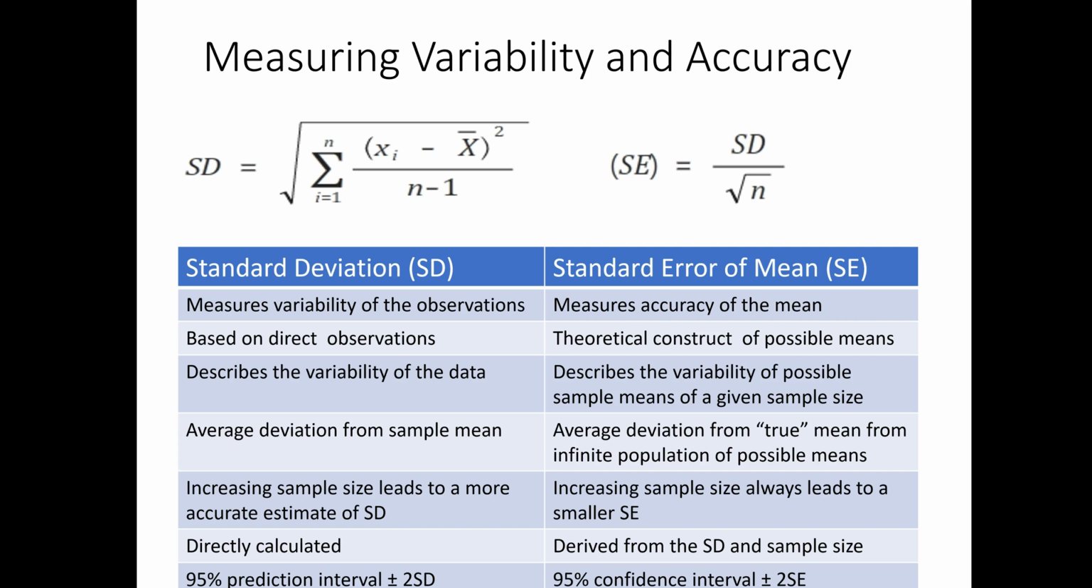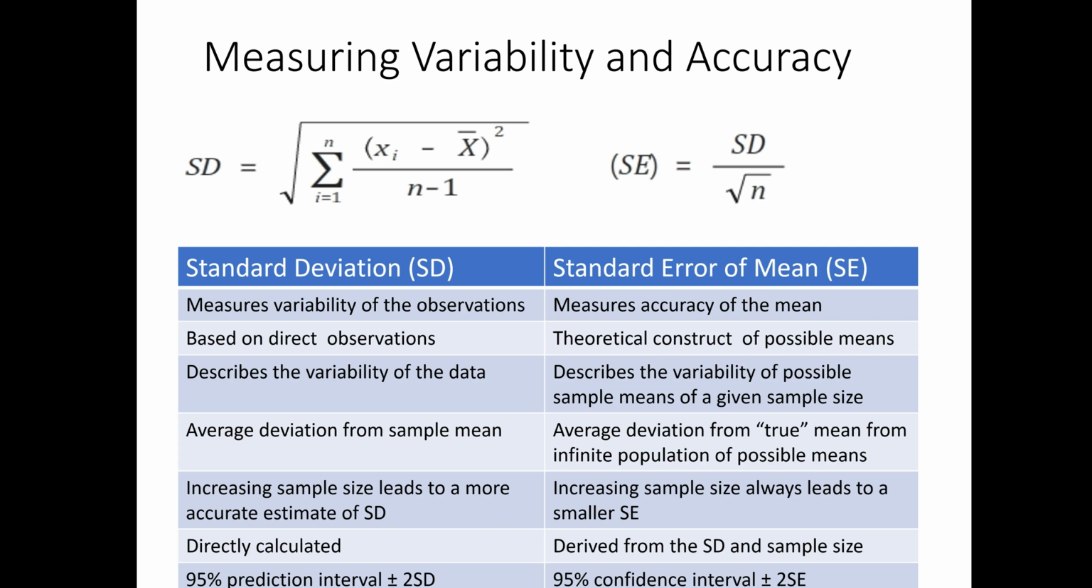So if you did an infinite number of samples from your population and they all had an equal chance of being sampled, the mean of all those numbers would be the actual true mean. And the average deviation from that is the standard error.